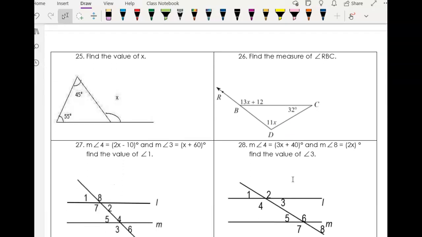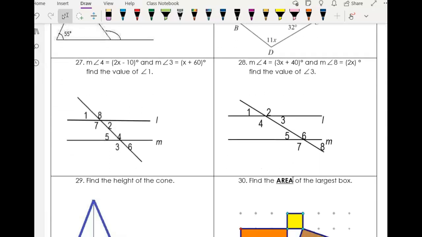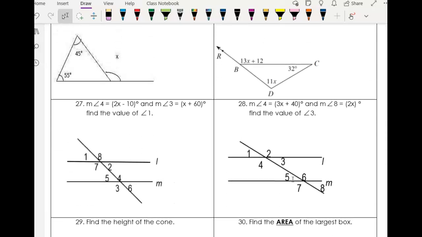Okie dokie. So since we're talking about angles right now, I'm going to go ahead and skip to number 27 and 28. And then if we have time, we'll go right back in this video to the ones previous to that. Otherwise, we'll make one final video after this.